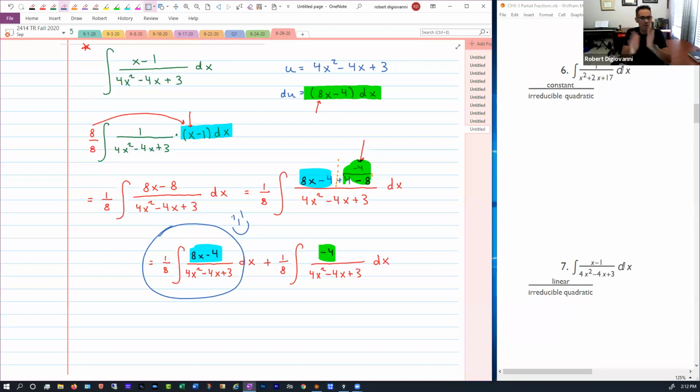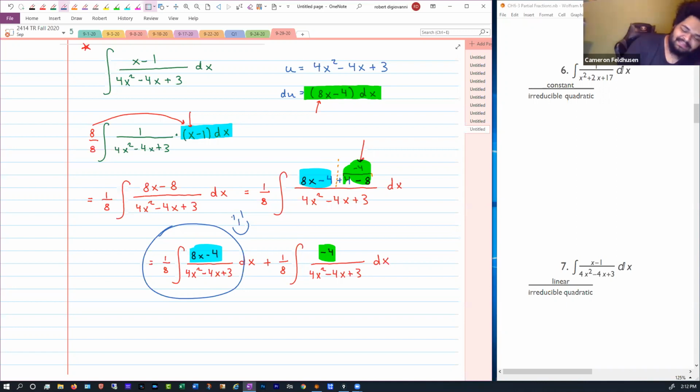It's going to be a basic u sub. We're happy. We move on, right? Life is great. Understand? The other integral, I'm not going to do u substitution on. But what type of integral is it? It's a constant over a quadratic. That's right, irreducible. And what do you do for that? Complete the square. You can complete the square and then there you go.